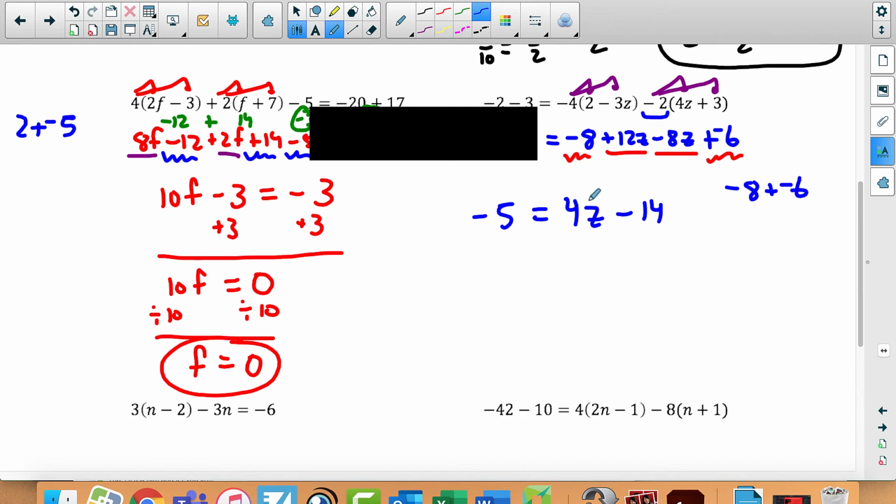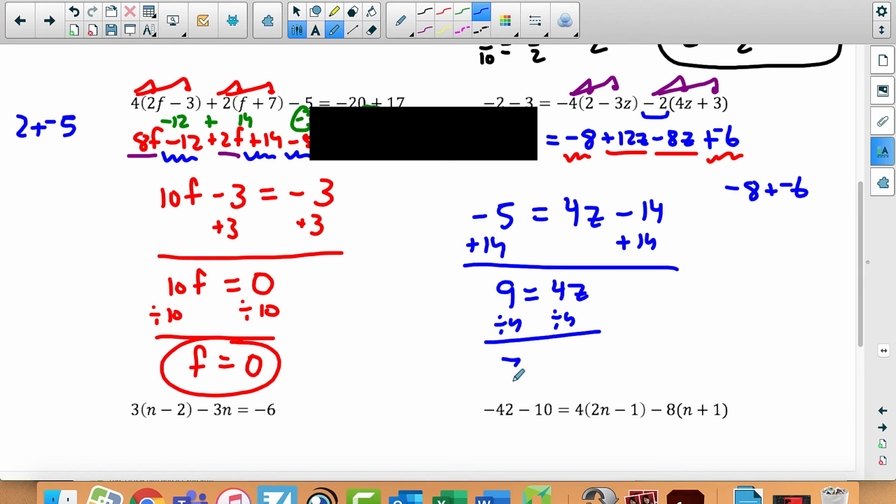To get the z by itself, you have to add 14, do the opposite of the negative, so add 14. Negative 5 plus 14, you have more positives. How much more is 14 than 5? 9. Equals, this is gone, so you just have 4z. Last step, you have to divide both sides by 4, and you end up with z, I'm going to write it this way, z equals 9 divided by 4.